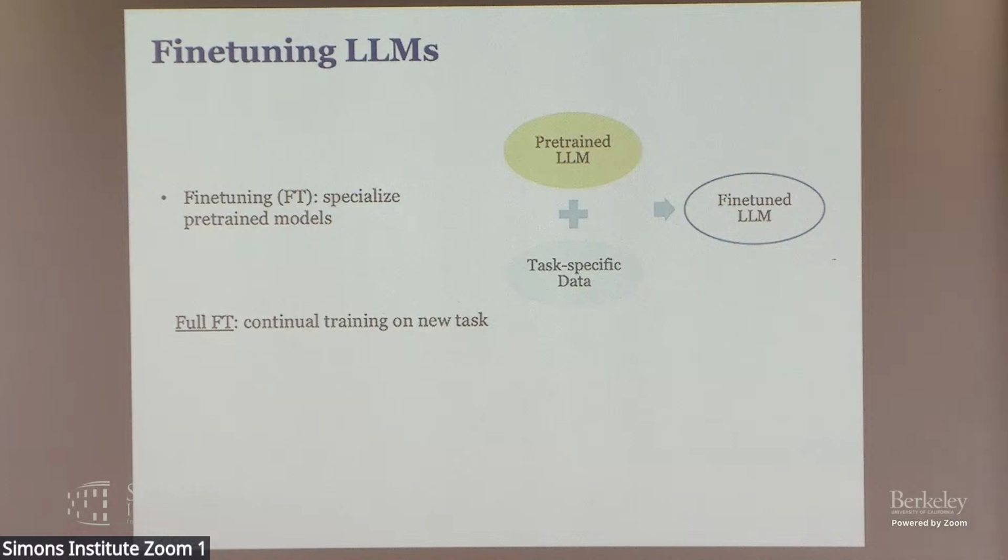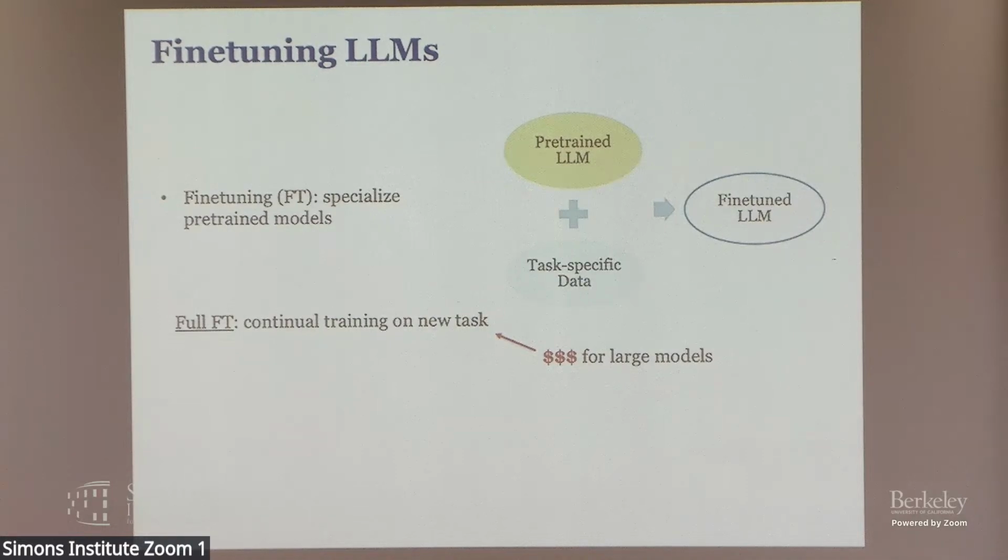Now, the issue with this method, which is called full fine-tuning, is that when the pre-trained model is large, like Llama 70 billion or Llama 400 billion, this is very expensive. You cannot just take that large model and fine-tune it on a consumer-grade GPU. You need a large server or a large cluster of GPUs to do that.